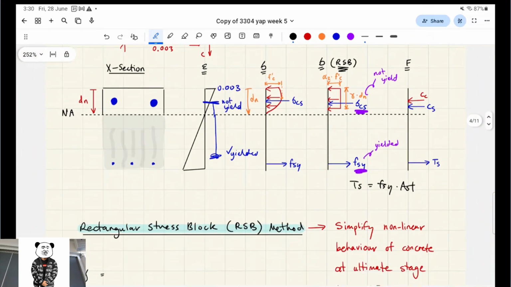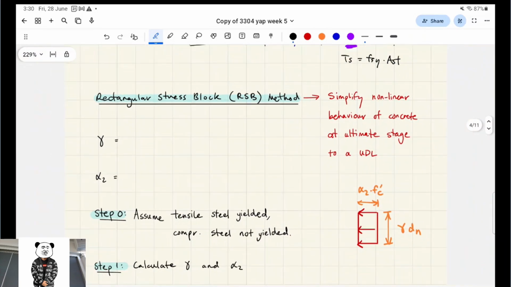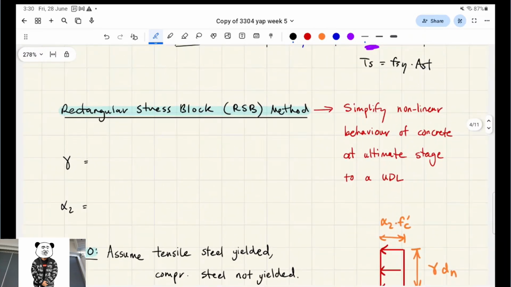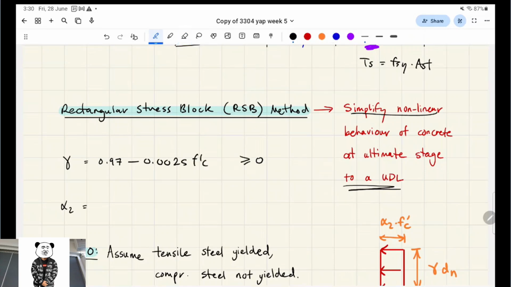Okay, we continue. So there's these numbers, right? We simplified the nonlinear behavior of concrete to a uniformly distributed load. That's the rectangular stress block method. And we use these formulas, right? Wait, is this the same as the Whitney stress block? Yeah, it's called Whitney.